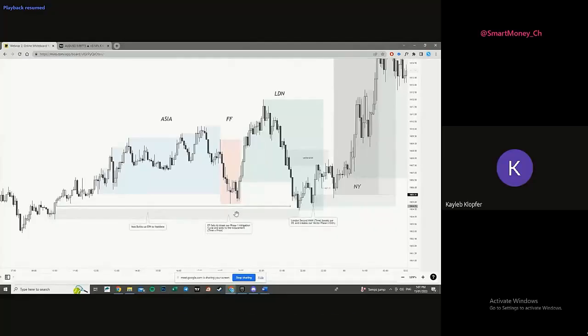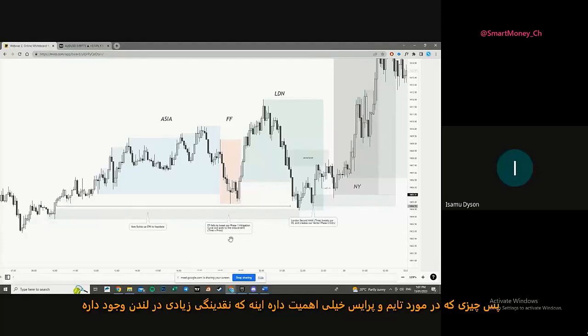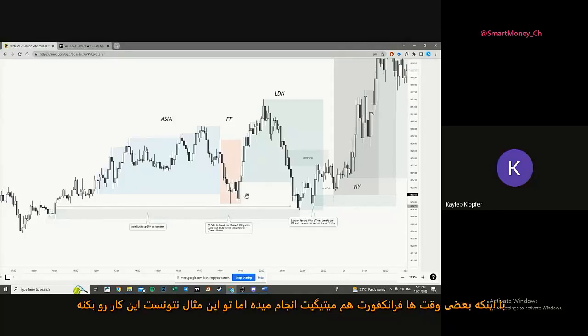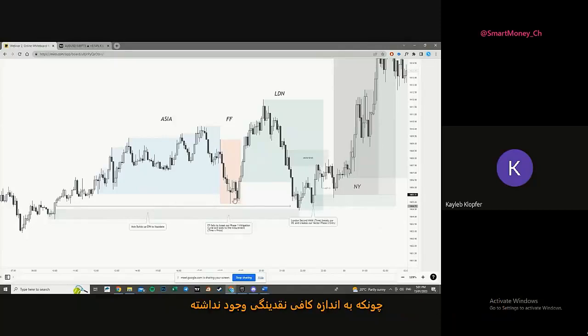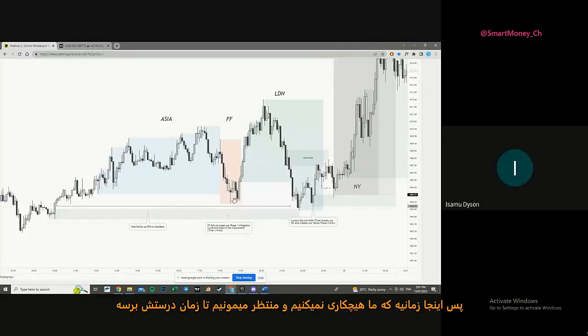Now, Frankfurt fails to break our phase one level, so the end of our level, and adds to the inducement as well. So that's what's really important about time and price: London is much more volatile. Even though Frankfurt can sometimes mitigate it, in this case it didn't because it didn't have enough volatility. So that's where we have to sit on our hands and wait for the right time.